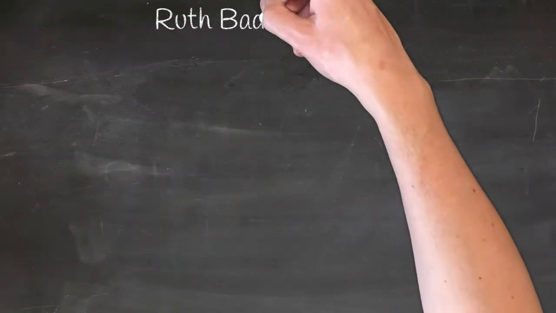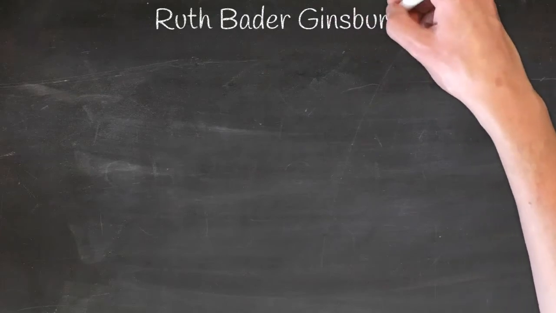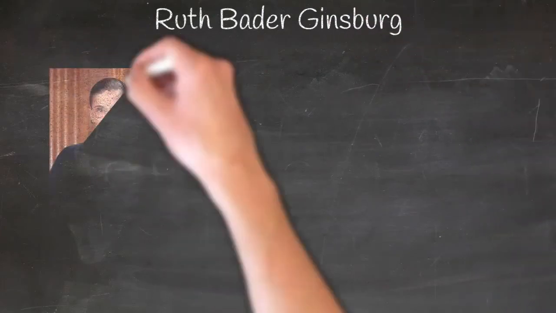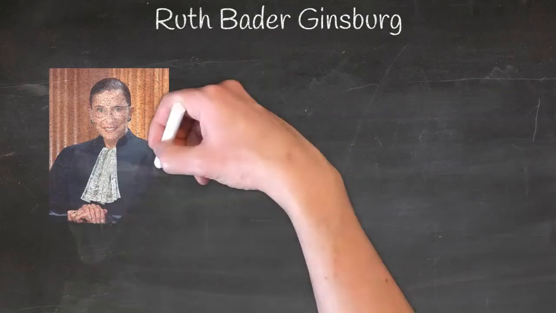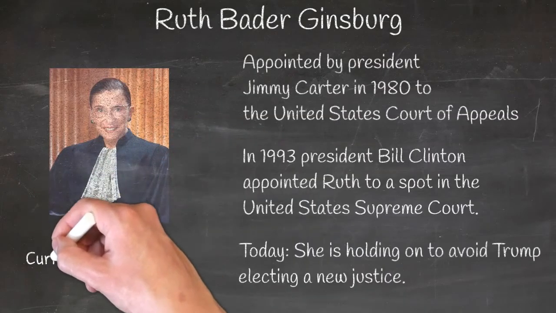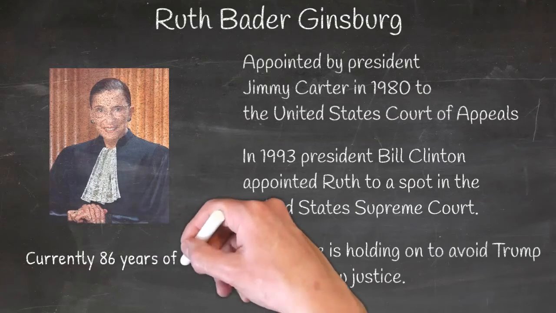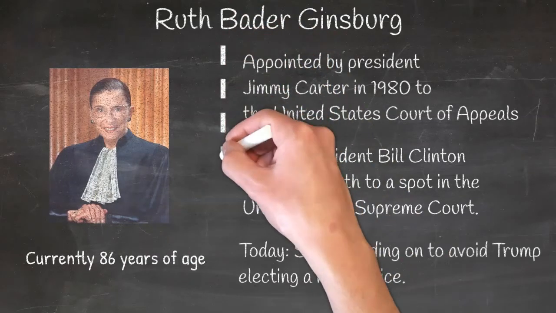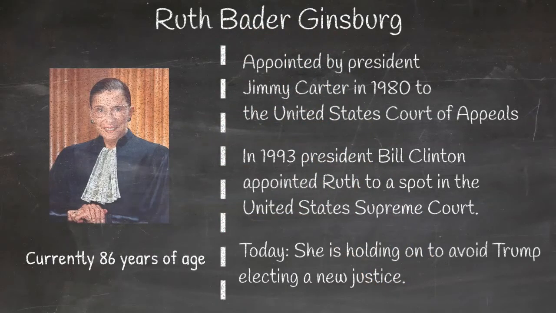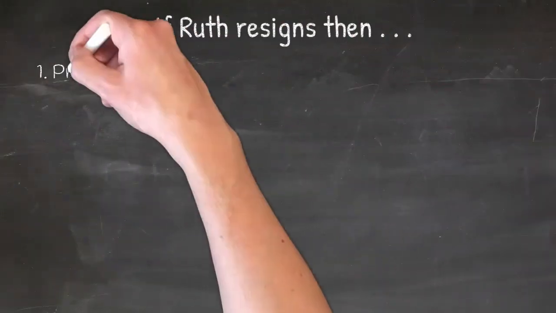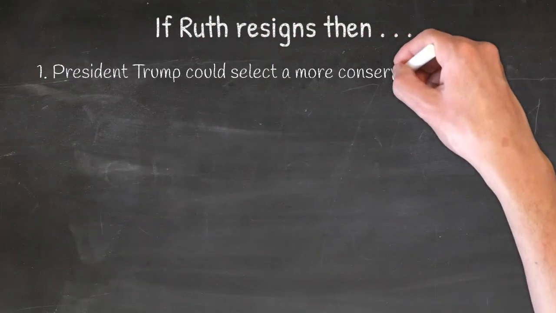A person in the Supreme Court today is Ruth Bader Ginsburg, who is currently 86 years old in 2019. She has more liberal views and does not get along with President Trump real well, so she is holding on until the next election. The reason she is holding on is because if she resigned, President Trump would be able to elect a more conservative justice that would be able to serve for life.